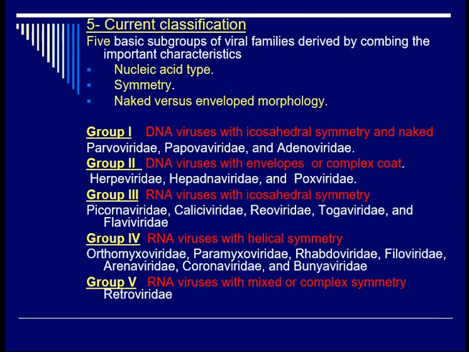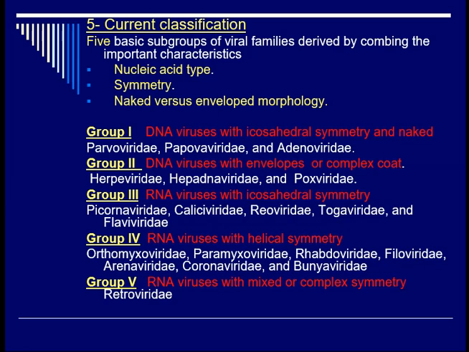Now we have the current classification. In the current classification, we have 5 basic subgroups of viral families. This is derived by combining the nucleic acid type of the virus, the symmetry of the nucleocapsid, and whether the virus is enveloped or naked. Group 1, DNA viruses with icosahedral symmetry and naked. Under this group we have Parvoviridae family, Papovaviridae family, and the Adenoviridae family. Group 2, DNA viruses with envelopes or complex coat. We have the Herpesviridae family, the Hepadnaviridae family, and the Poxviridae family.